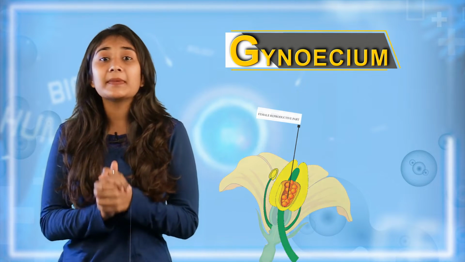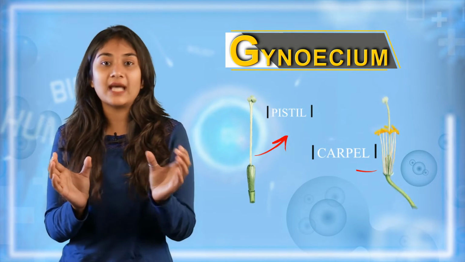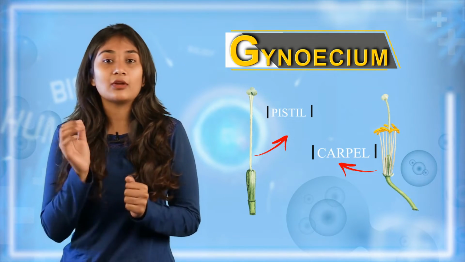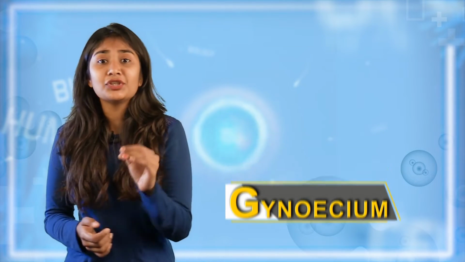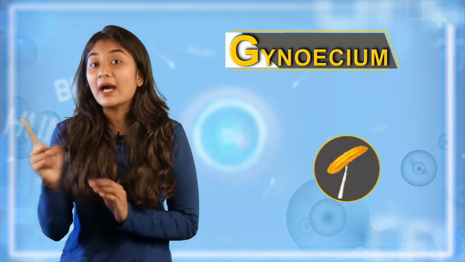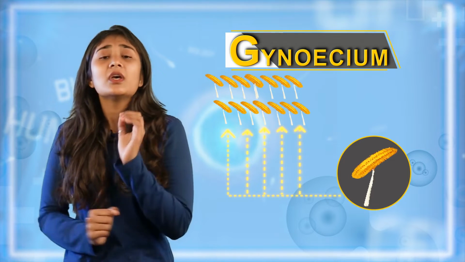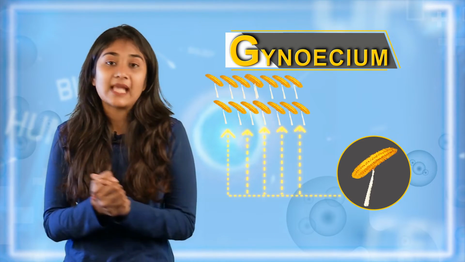Now, gynoecium consists of the pistil or carpel. So there are two names. It can also be called a pistil or a carpel. Now, this gynoecium can consist of from one pistil to many pistils. So based on this, there are different types of flowers.